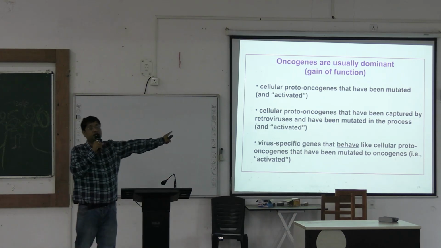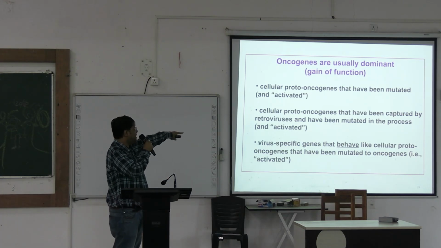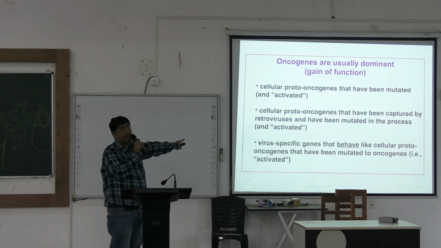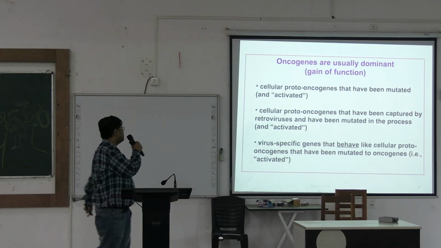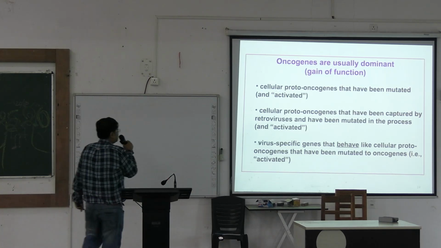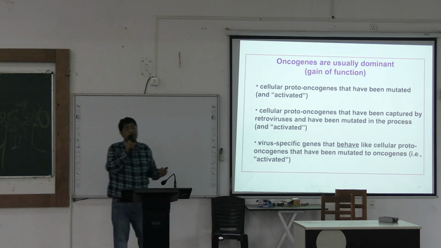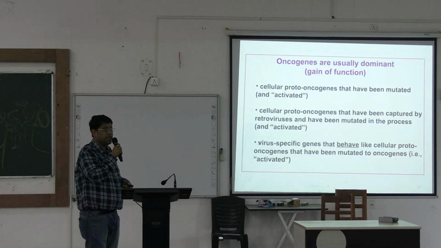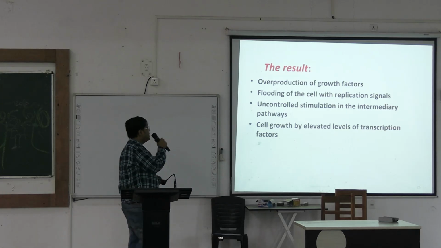So viral carcinogenesis, when we will discuss viral carcinogenesis, there we will see this in detail. Proto-oncogenes captured by retrovirus. Retroviruses, one is HIV. Proto-oncogenes that have been captured by retroviruses and have been mutated in the process. Virus-specific genes that behave like cellular proto-oncogenes. This we will discuss during Burkitt's lymphoma and HPV-related cancers. What is the result?